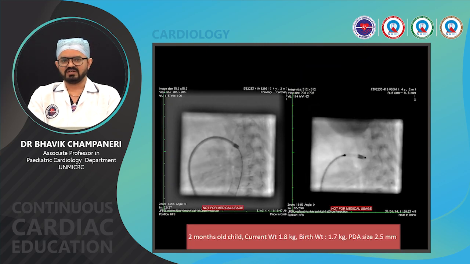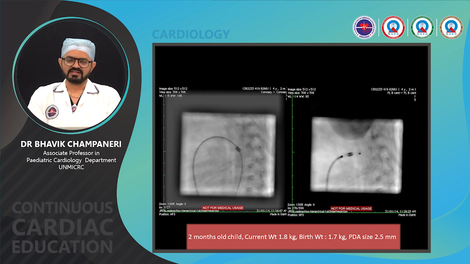This is an example of a 2-month-old child whose birth weight was 1.7 kilo, and there is no weight gain. His current weight is 1.8 kilo, and the size of the PDA was around 2.5 mm. The patient was taken to the cath lab with the idea to occlude the PDA, because it was a genuine indication, as the patient had significant failure to thrive.